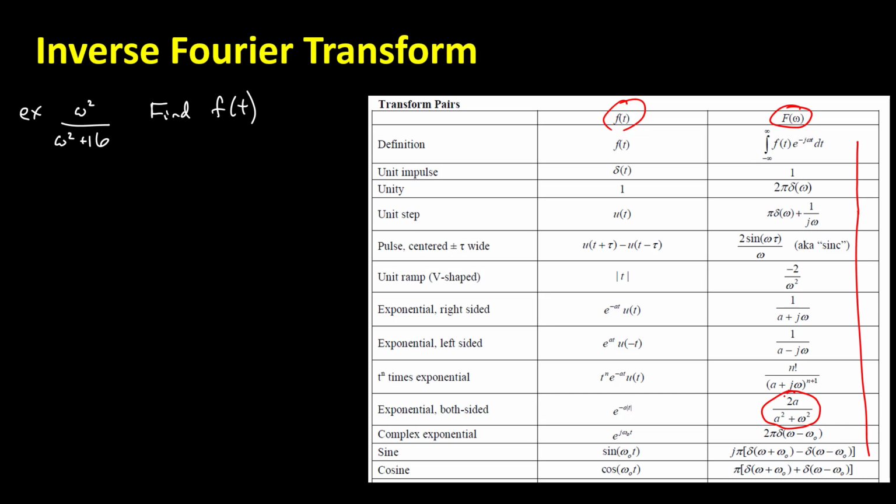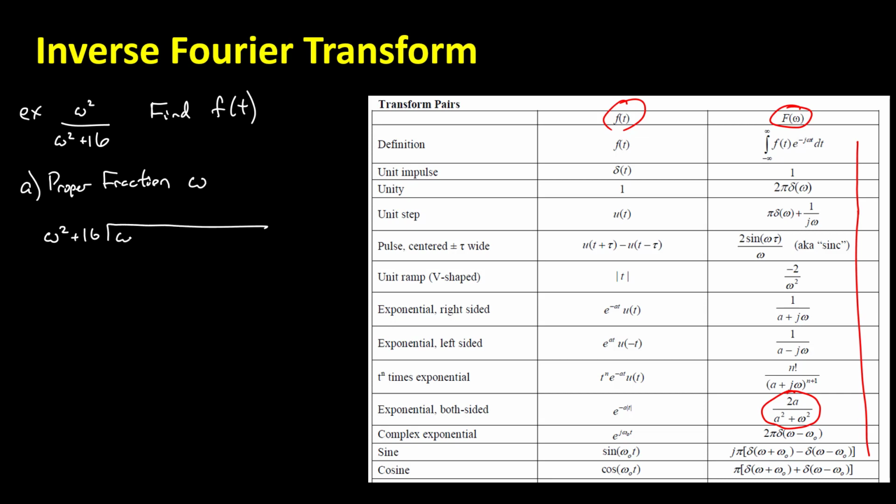Recall from Laplace transforms that when there was an s squared on top and an s squared on bottom, you did long division to simplify and to get it into a proper fraction. Same thing here. The first step is always to determine if you've got a proper fraction. Now since it's Fourier, we're doing it in omega instead of s as we did for Laplace. And if it's improper, we're going to use long division, just like in Mrs. McGillicuddy's 8th grade classroom.